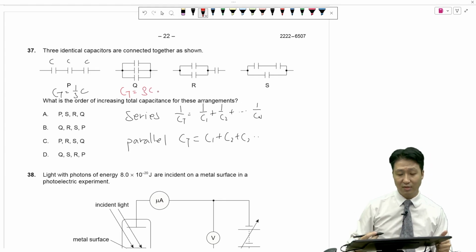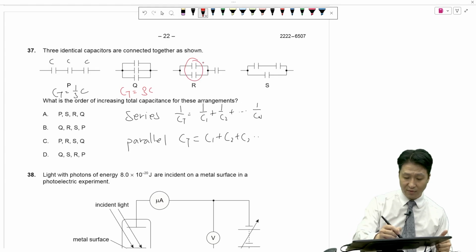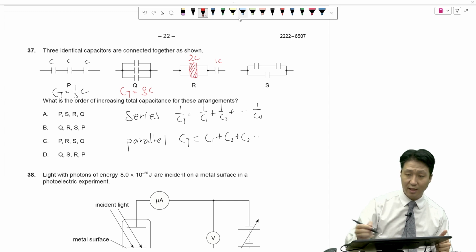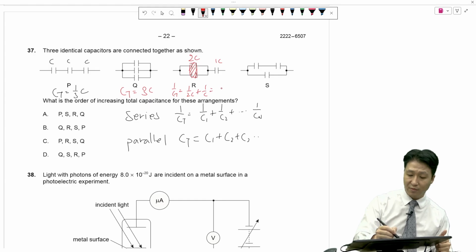Now it's R and S that are a little bit more difficult. Let's do the parallels first. Here, this would be parallel. So this would be 2C, and this is 1C. So let's replace this with one capacitor here. And let's actually do this equation. 1 over total capacitance is equal to 1 over 2C plus 1 over C, which is equal to 3 over 2C.